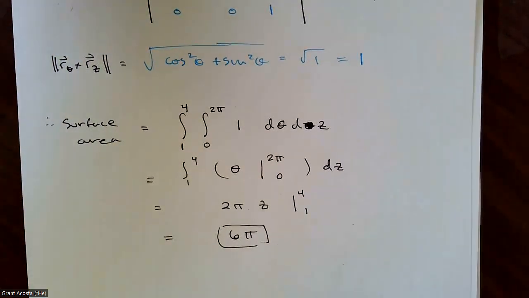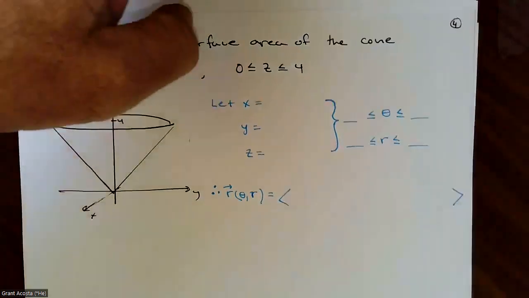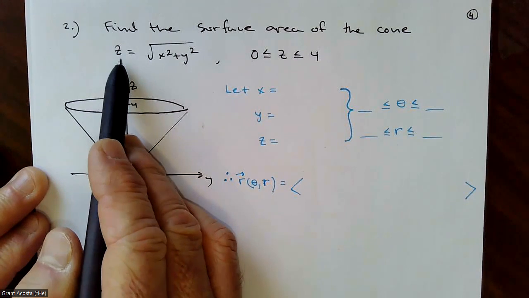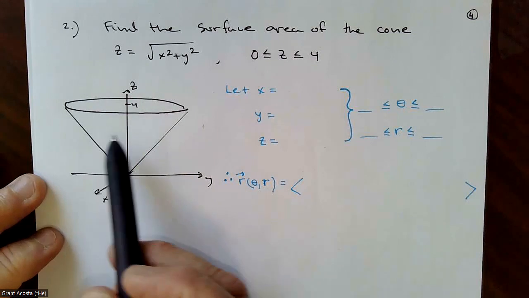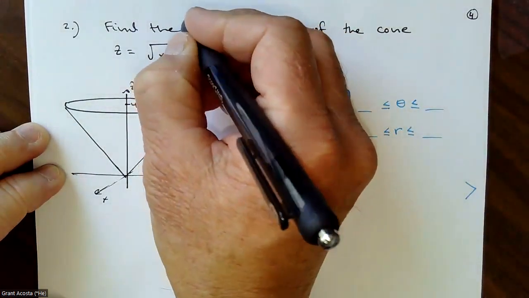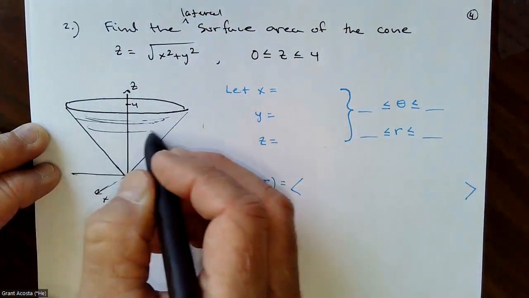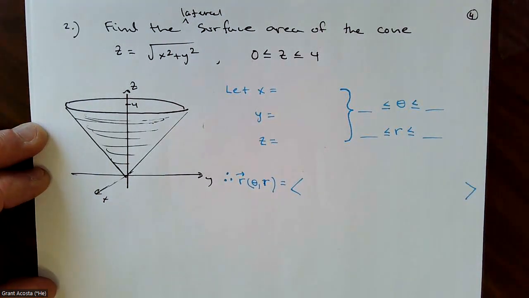Let's do a few more examples. So on this one, we're going to find the surface area of a cone. The cone equation is z equals the square root of x squared plus y squared. And we're going to find the lateral surface area, so not the top, just the area around the outside of this, from z equals 0 to 4. Using the same idea, we need to come up with a parameterization here.